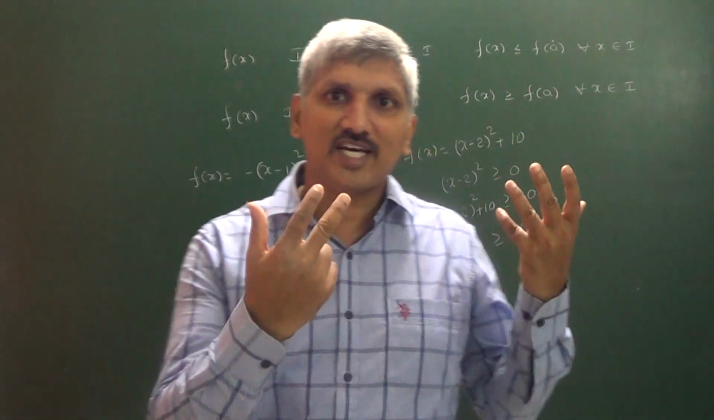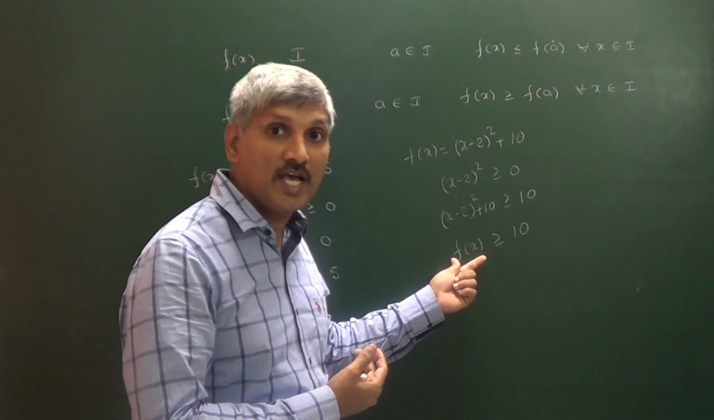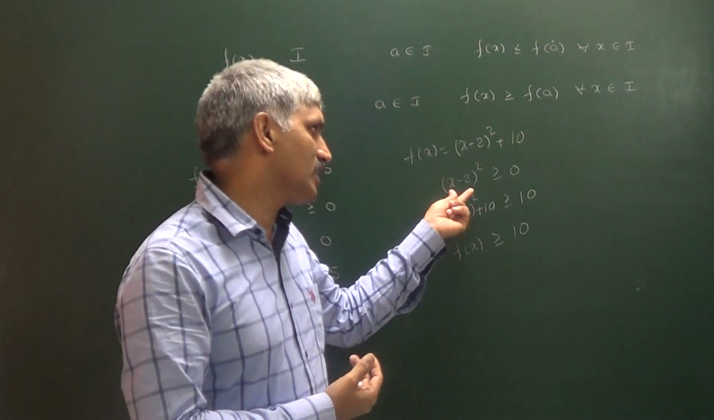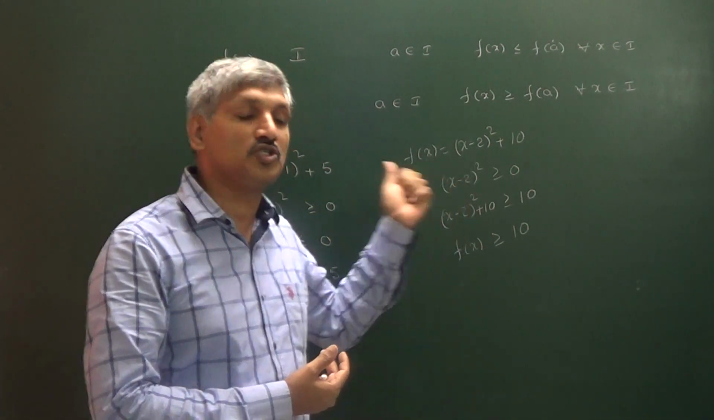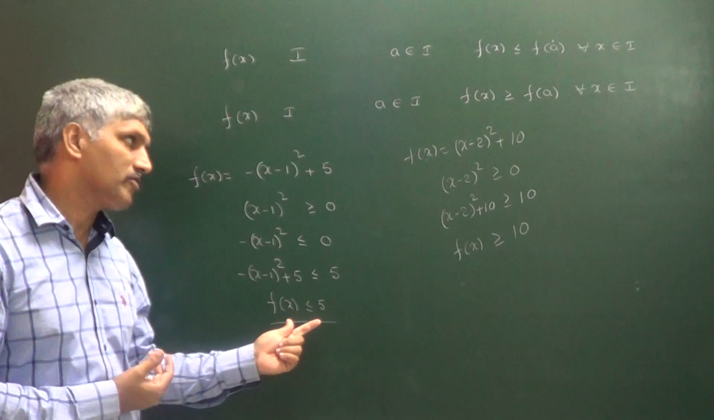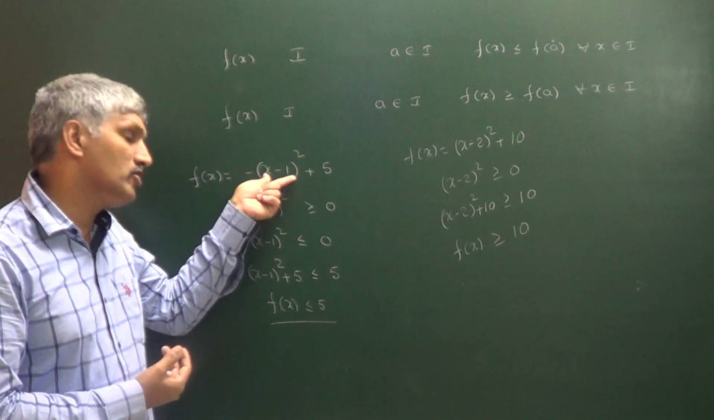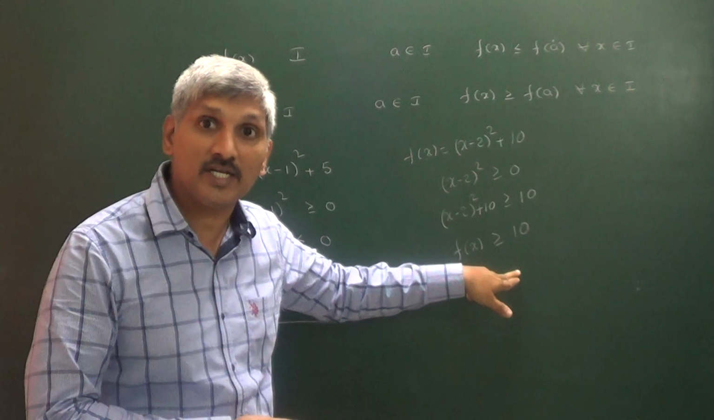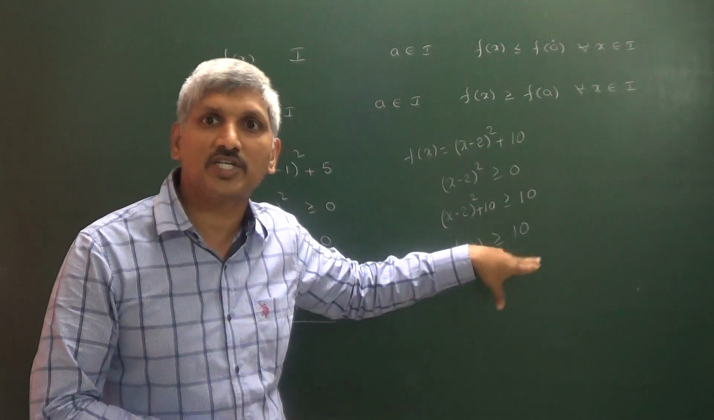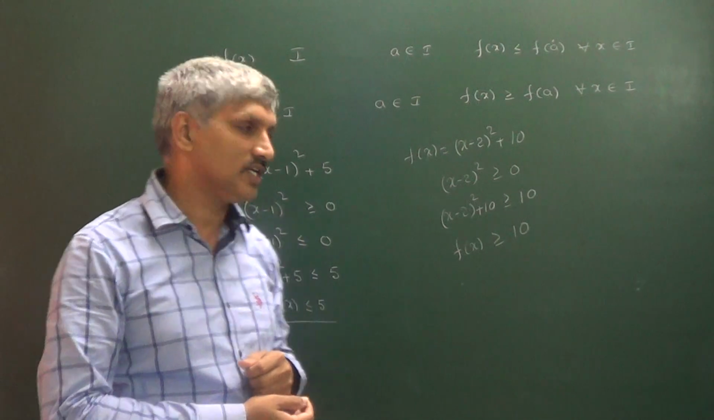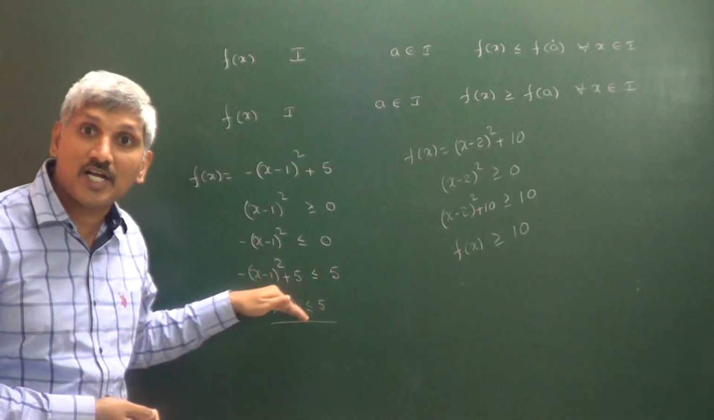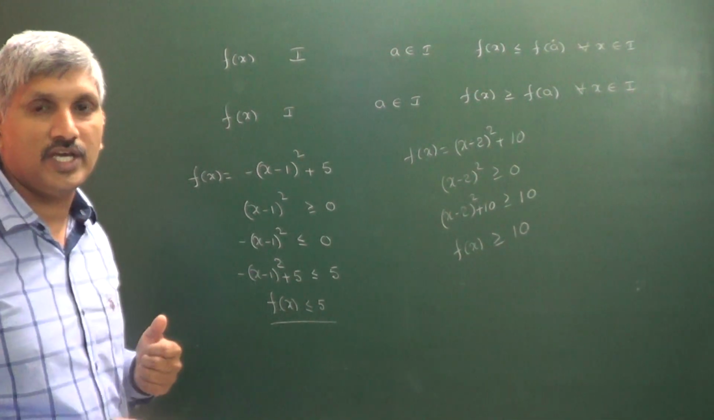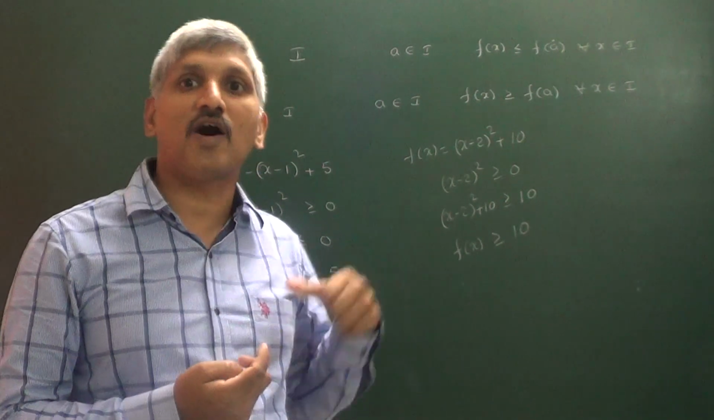But f of x greater than or equal to 10 means this function has a minimum value 10. When will you get that minimum value? You will get the minimum value 10 when x is equal to 2. And when will you get the maximum value 5 in the previous example? We will get that maximum value 5 when x is equal to 1. So in this case the function has a minimum value 10, but there is no maxima for that function. Whereas in the other case, f of x is less than or equal to 5, the maximum value is 5, and it will go down to minus infinity. That's why there is no minima for that function.